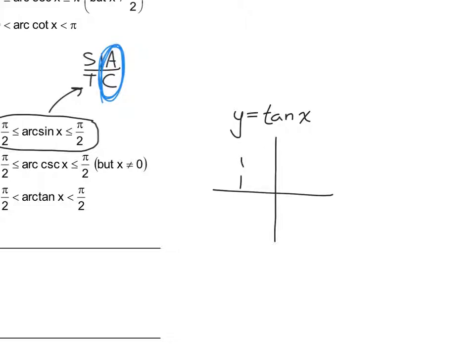So the tangent function has vertical asymptotes. And like I said, a vertical asymptote doesn't always become a horizontal asymptote for an inverse function, but it does very often. This is one case where it does. So the tangent function has vertical asymptotes at negative pi over 2 and pi over 2.